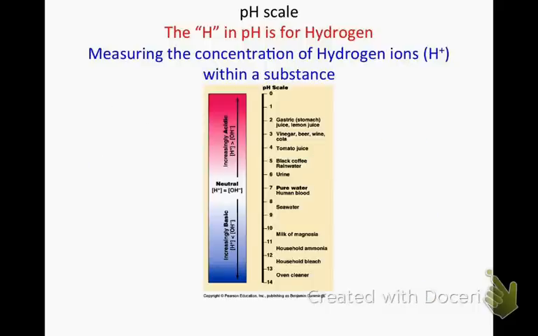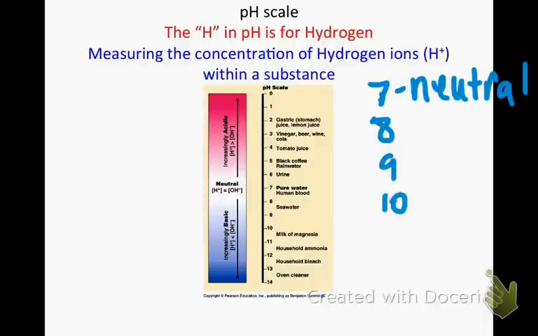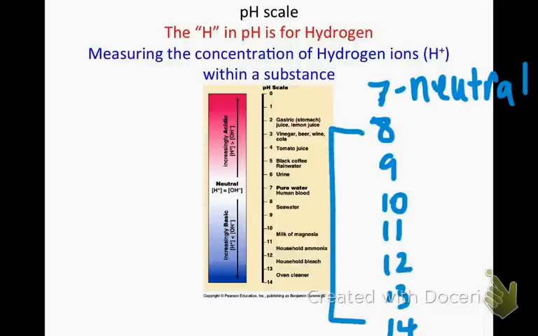Starting where you left off with 7, we're just going to continue the line. Remember, 7's neutral. He's Switzerland. If you go from 8, 9, 10, 11, 12, 13, 14, you are a base. And if you're a base, that means that you give away hydroxides, that OH that's negative. Now that's the pH scale.